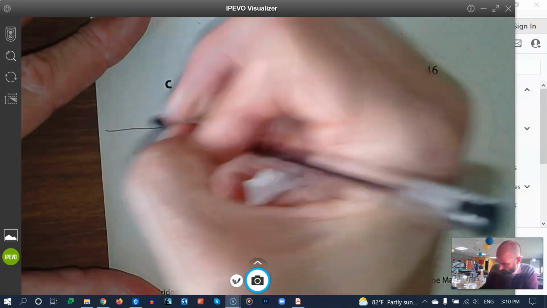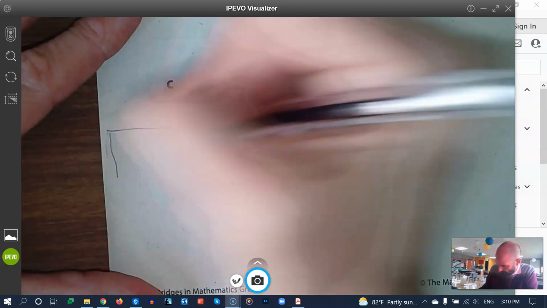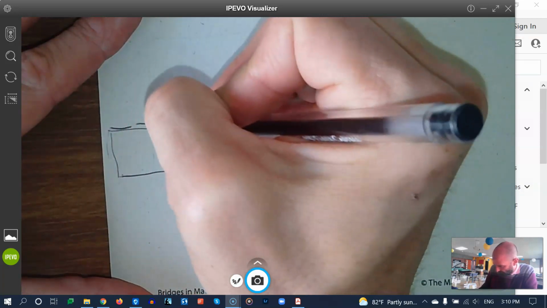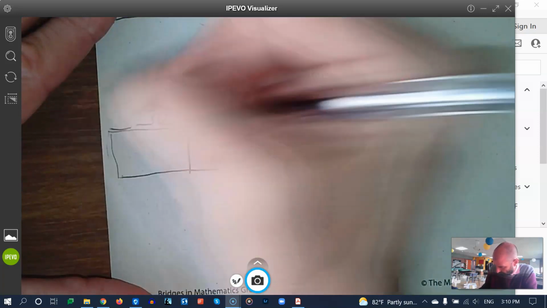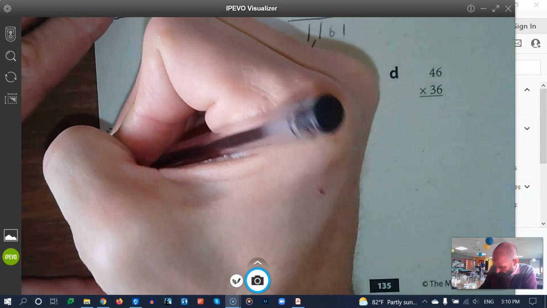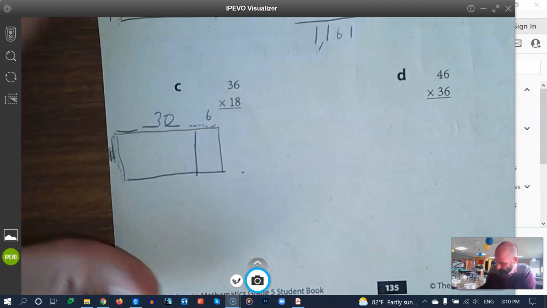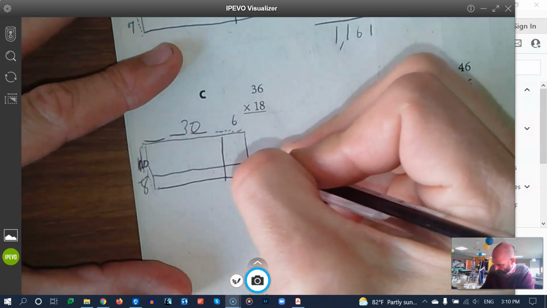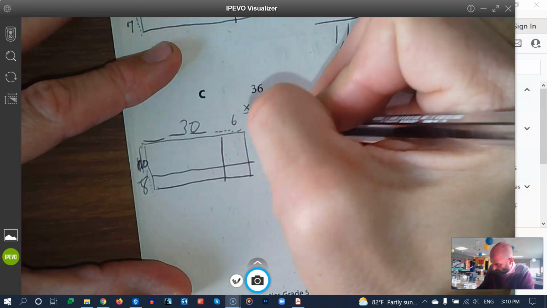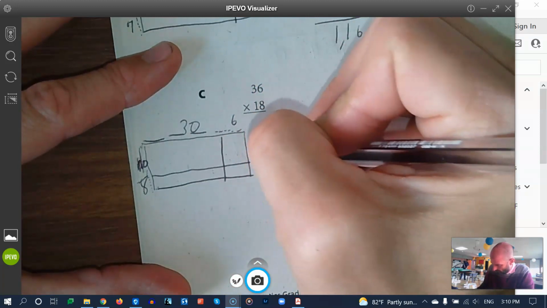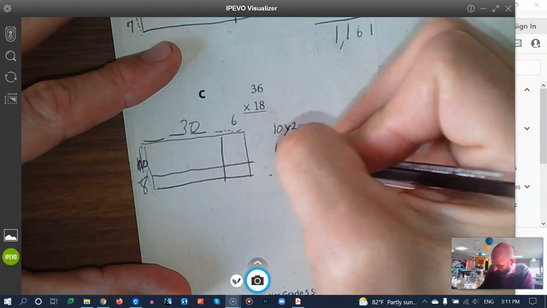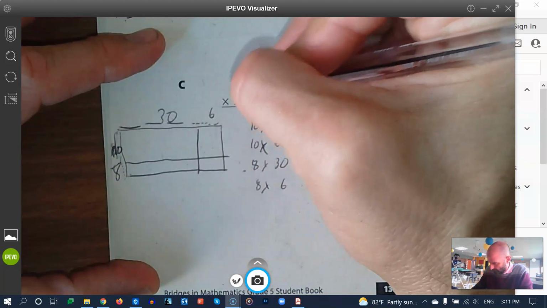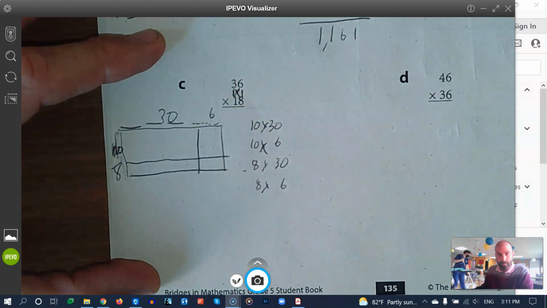So we have 36 by 18. Oh man, I didn't give myself any room over there. 1, 2, 3, 1, 2, 3, 4, 5, 6. So we have 30 and 6, and then 10 and 8. So we have 10 times 30, 10 times 6, 8 times 30, and 8 times 6.